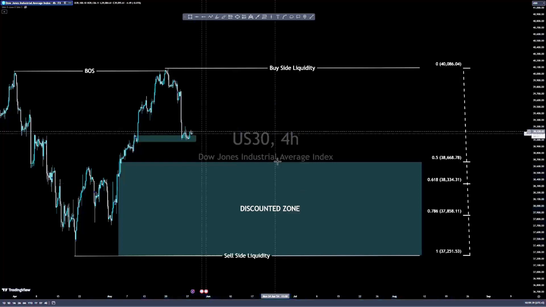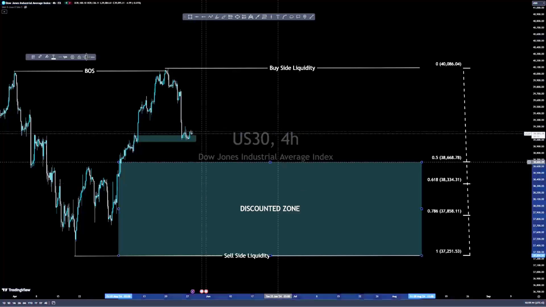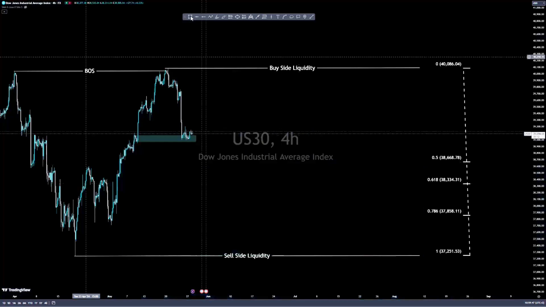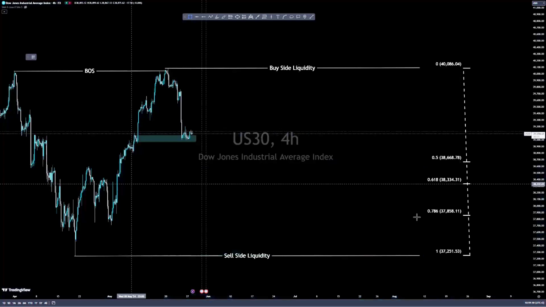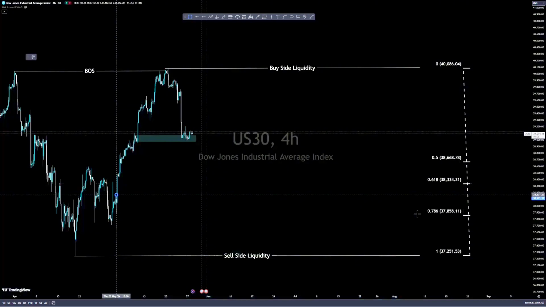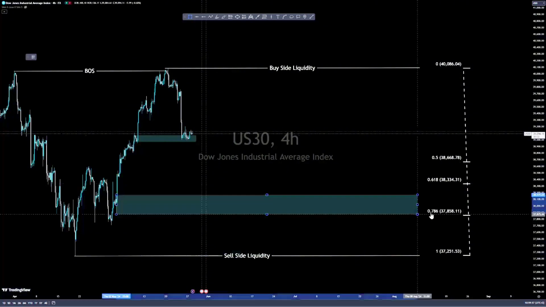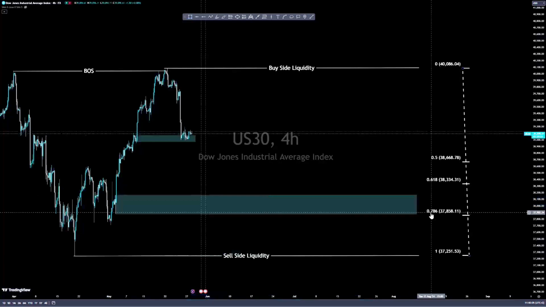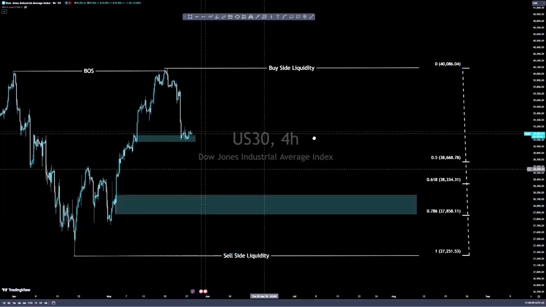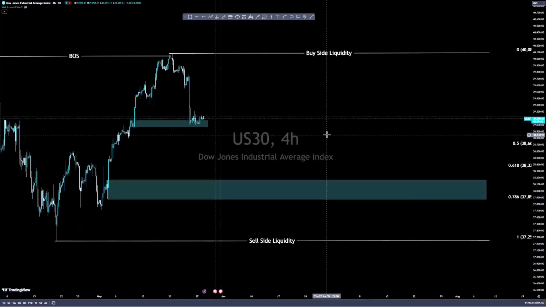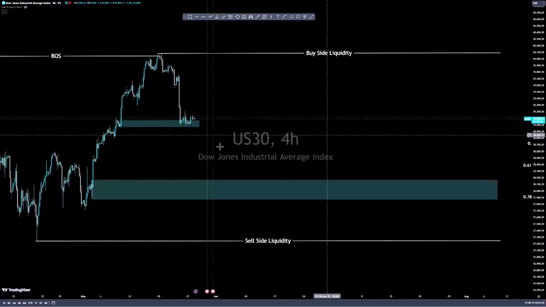So if you're at this 4-hour time frame, where will I mark my order block? This is where I will mark my order block, and if you check, it's almost close to the 0.786 zone, which is the golden zone, right? So this is where I would mark my order block. Some, just for safety purposes, will come and mark this zone here.